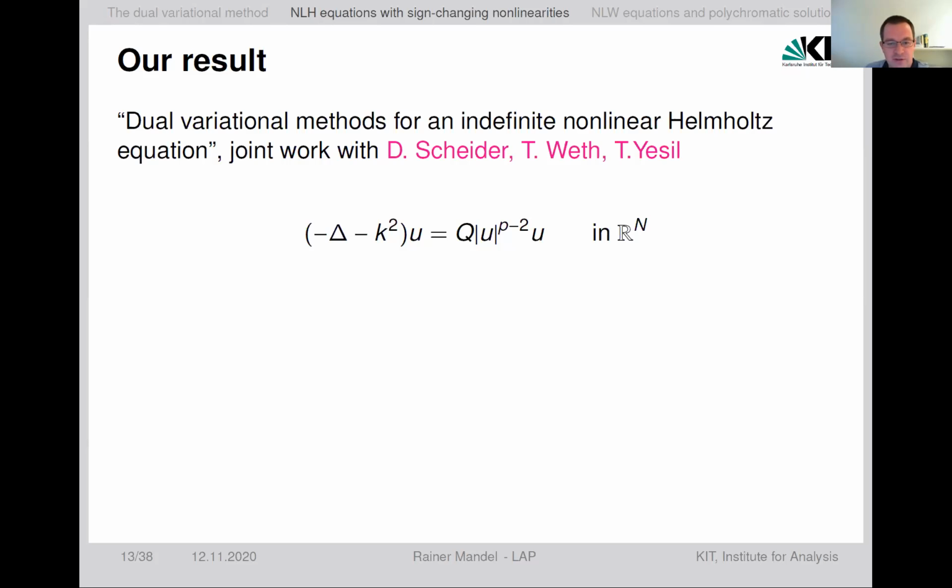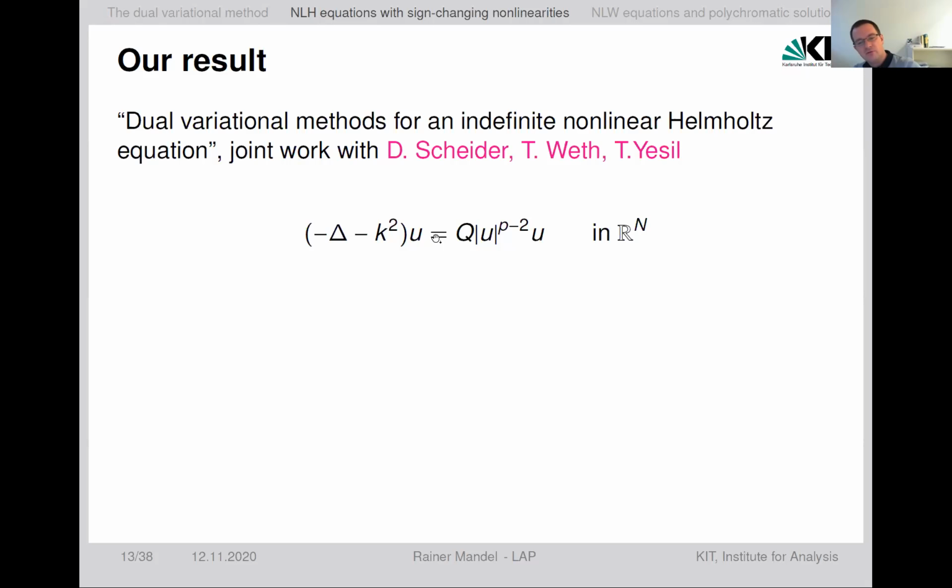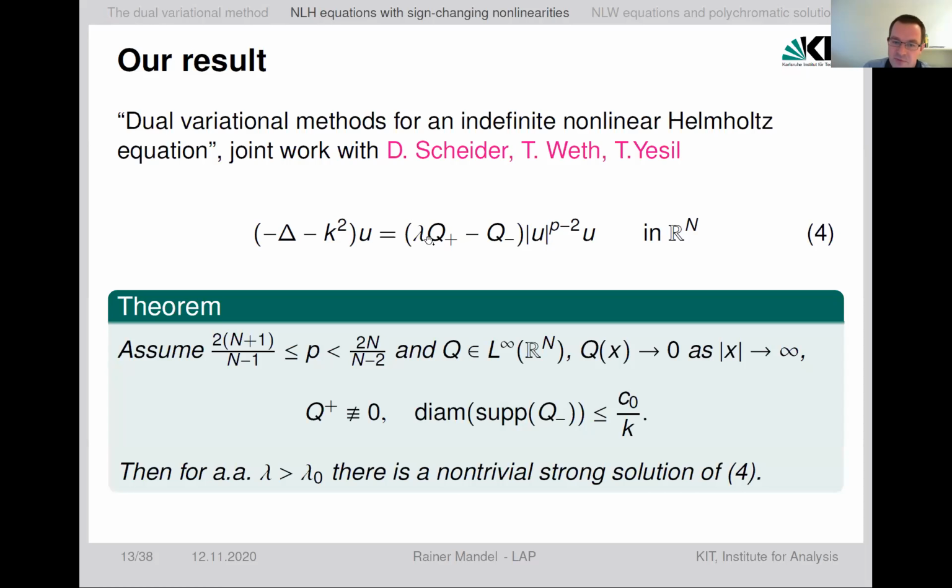As I mentioned, we're interested in this problem here, where Q is sign changing. And actually, we have to modify the problem to be able to treat this. If we consider this problem here, then we can write Q as Q plus minus Q minus, so the positive part minus the negative part. And instead of that, we introduce artificially some parameter lambda. At the moment, we need that, unfortunately. But this is really artificial and due to our method, I think.